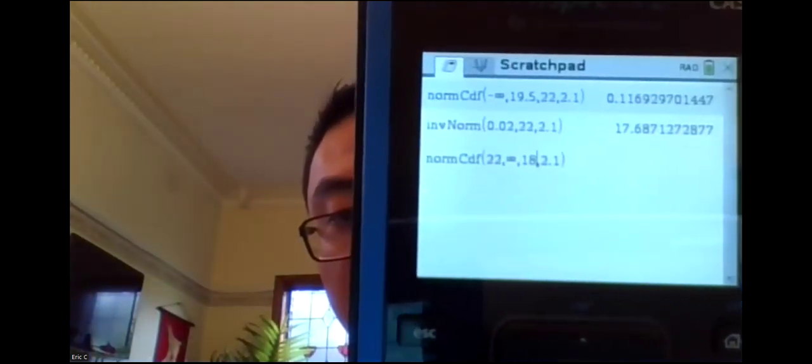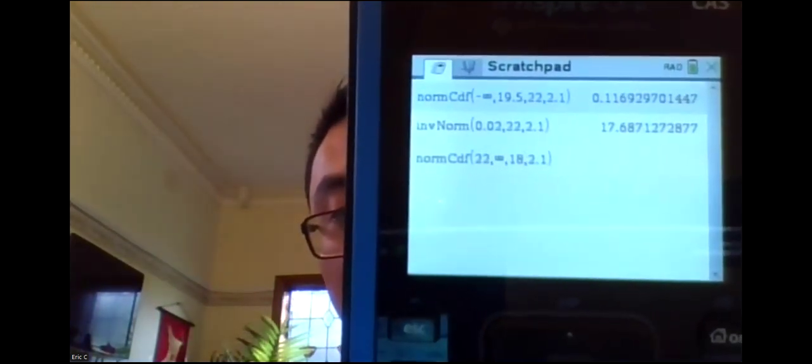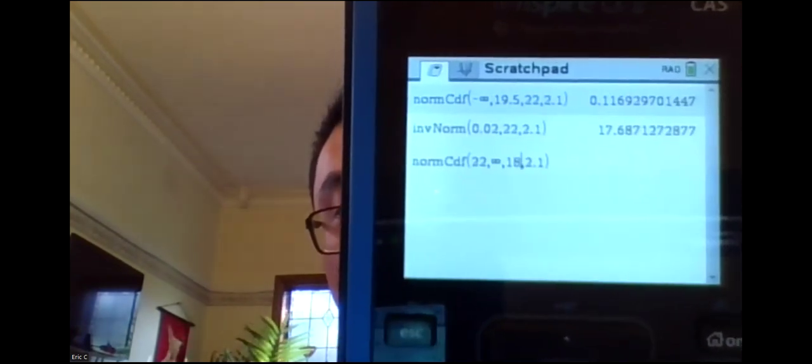The mean is going to be 18 and the standard deviation is 2.1. So that's what you plug into normal CDF: 22 for lower bound, upper bound is infinity, mean is 18 and standard deviation is 2.1. Alternatively, you can just go back to menu, probability, distribution, and normal CDF the original way, and then do the lower bound being 22, upper bound is infinity, mean is 18 and the standard deviation is 2.1. You can do that as well. And then just go enter.